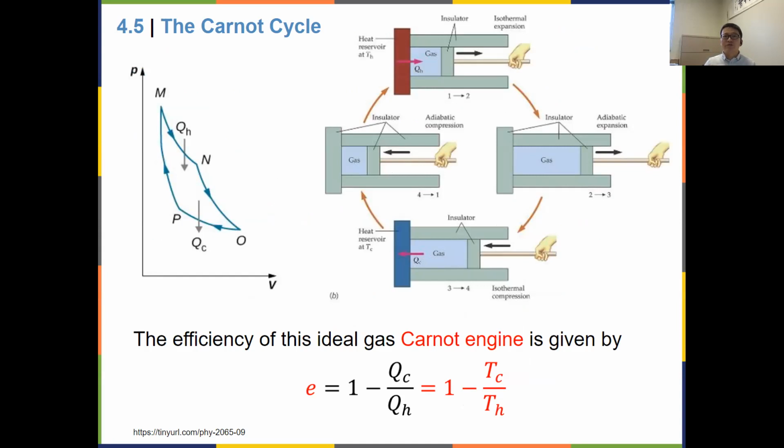so this engine can be treated as an ideal engine. Okay, so the Carnot engine is the ideal engine. It will have the highest efficiency possible for an engine. It turns out this highest efficiency is determined by the two temperatures of the cold reservoir and the hot reservoir. So E equal to 1 minus QC over QH, or equal to 1 minus TC over TH. Okay, so if you know the temperature of the hot reservoir and the cold reservoir, you can calculate the maximum ideal efficiency of an engine.